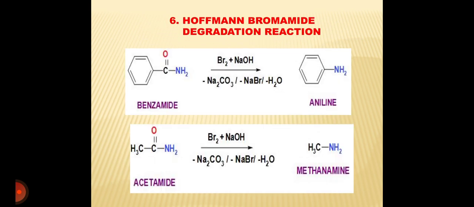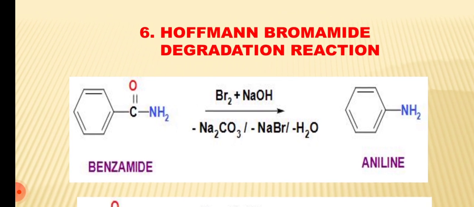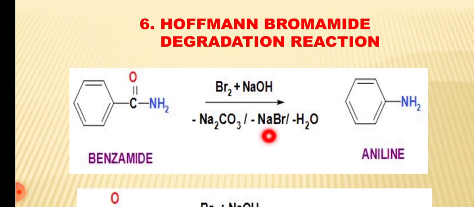The next and the last preparation is by Hoffmann bromamide degradation reaction. This is a very important preparation. Here the amide, for example this benzamide, gets converted into aniline. Here you can see that there is a loss of carbon. For example, benzamide consists of total 7 carbons, but aniline consists of only 6 carbons. So there is loss of 1 carbon from starting material to the product. That's why the reaction is called a degradation reaction.